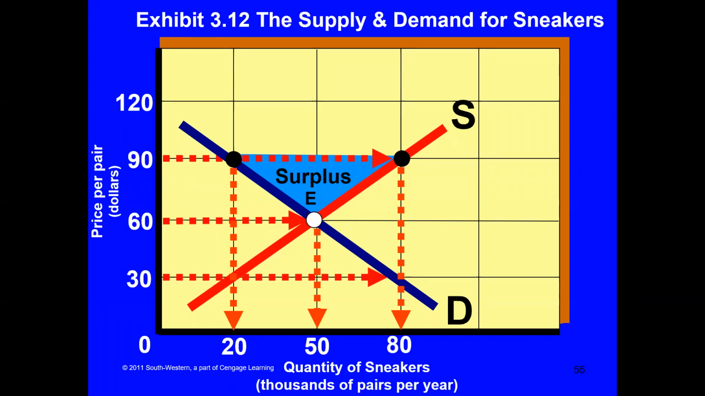So $60 is perfect. $90 would be too expensive. We'd have a surplus. $30 would be too cheap. We would have a shortage. And we are going to get to that in the next chapter. But we want to be at equilibrium. That's where the market clears. There's no extra, there's no waiting list because there's a shortage of items. So economists really, really like equilibrium, and that's where the market clears.